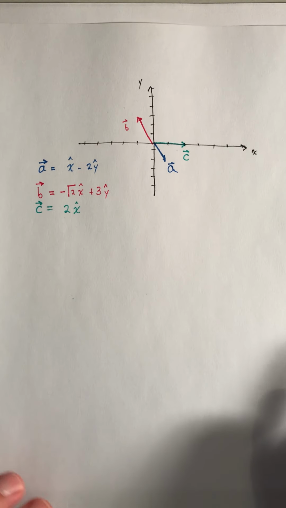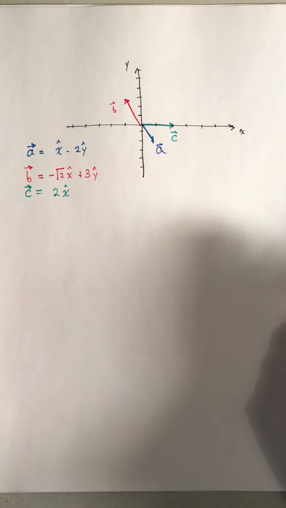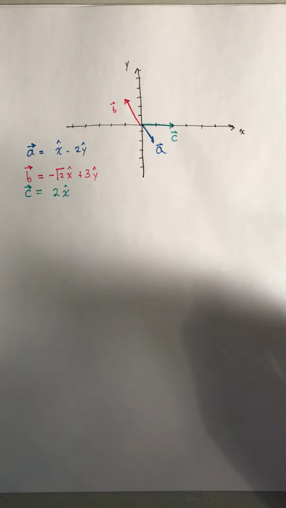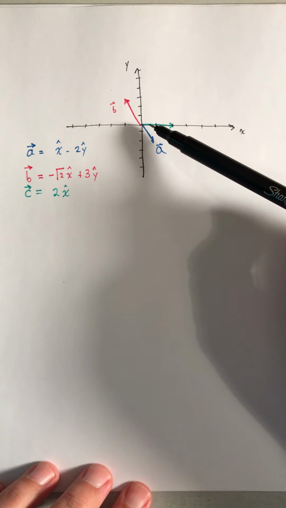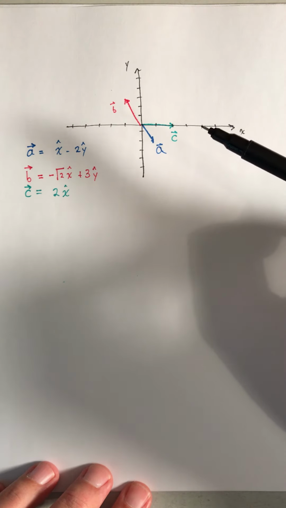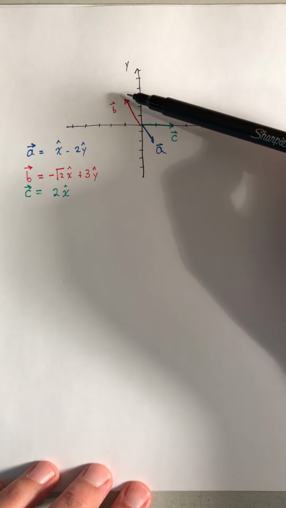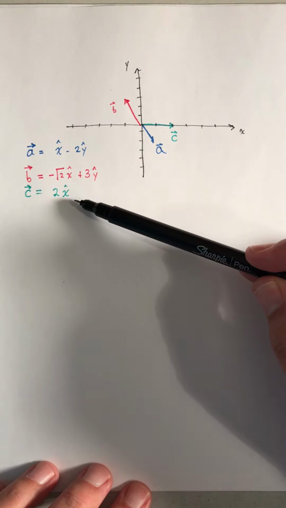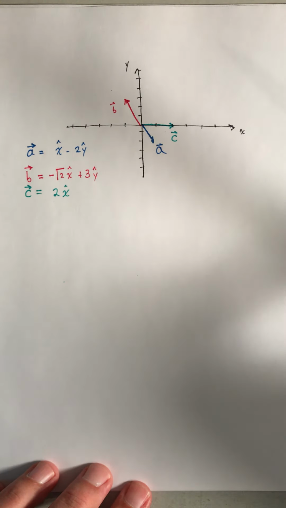The first thing I'm going to do is plot those three vectors A, B, and C in a Cartesian coordinate system so you can see what direction they point. Vector A is mostly down and a bit to the right. Vector B is mostly up and a bit to the left. And vector C has only one component, so it's 2 units to the right.